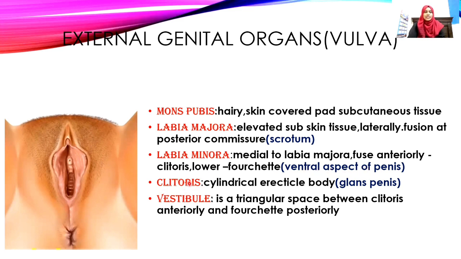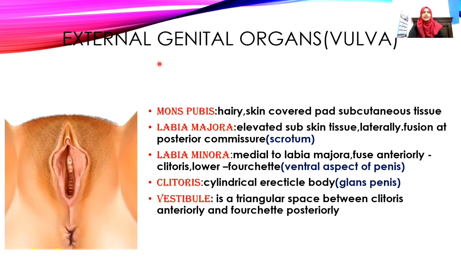Next is the clitoris. The clitoris is the cylindrical erectile body that is found here, and the homologous structure for the clitoris in male is the glans penis. Now we will see what is the vestibule. The vestibule is the triangular portion that is seen between the clitoris and fourchette, anteriorly from the clitoris and posteriorly from the fourchette.